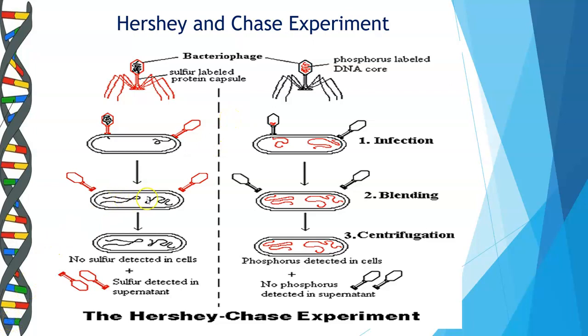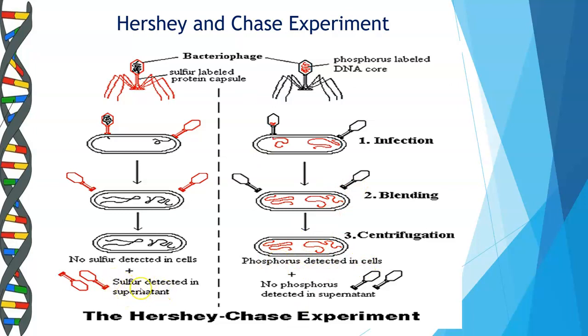So the viruses were allowed to infect the bacteria, that is the bacteriophages proceeded with the infection. The viral coats were removed with the help of centrifugation. The bacteria which were infected by viruses with radioactive DNA were the ones indicating the DNA was the material that was being passed on from the virus to the bacterium, because the radioactivity was discovered inside the cell.